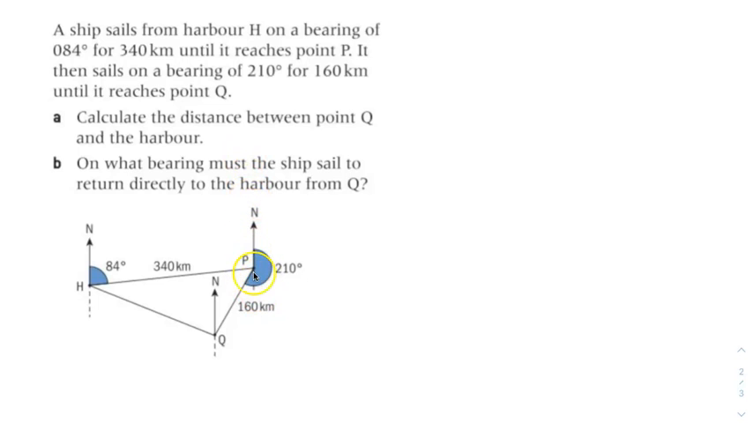And then we draw another bearing, another like compass part right there. It then sails at a bearing of 210. So from there, it turned to 210 for 160 kilometers until it reaches point Q. So that's sort of right here right now. Calculate the distance between Q and the harbor. So that would be this value.